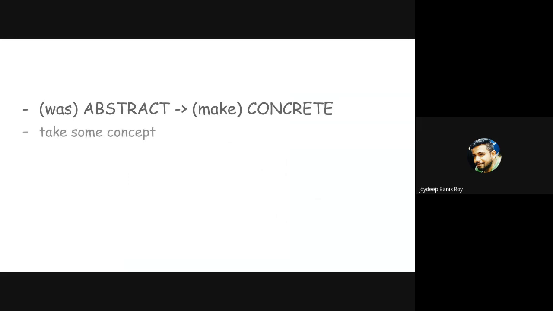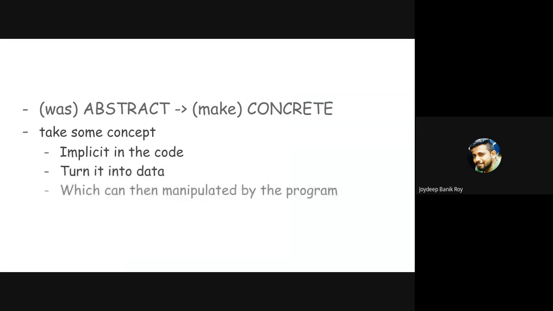So the process is basically to take some concept that is implicit in the code and turn it into data, which can then be manipulated by the program. Okay, that's a simple concept. Something which was implicit in the code, turn it into data, and then that can be manipulated by the program. So let's see an example of what I mean by this.